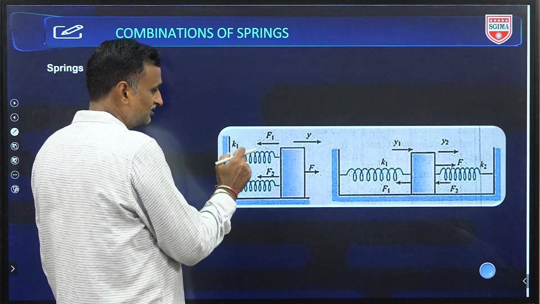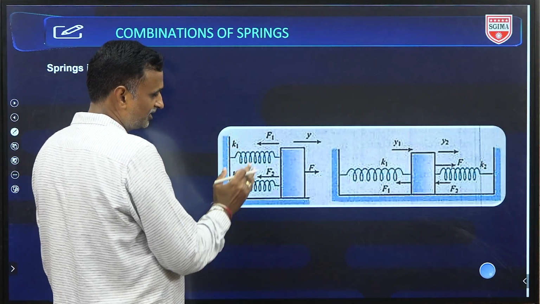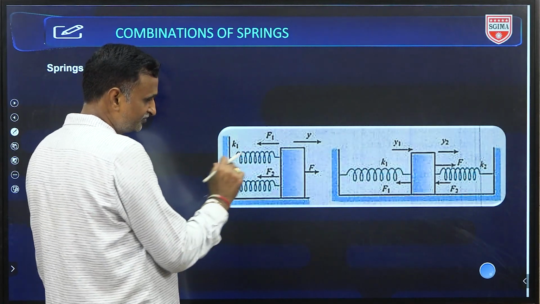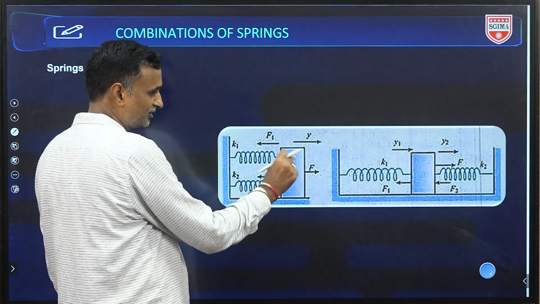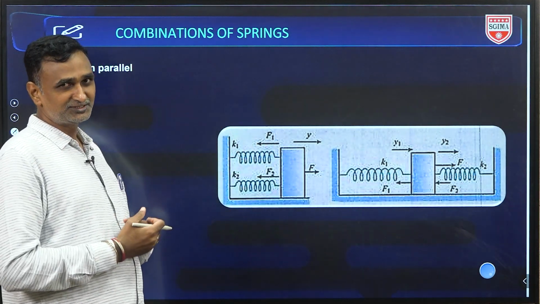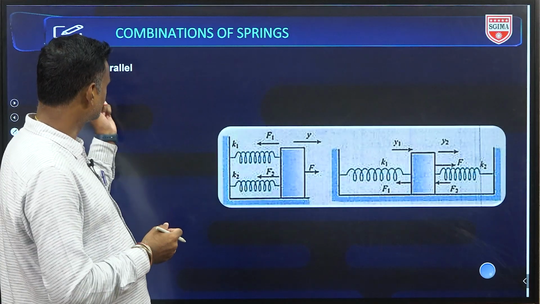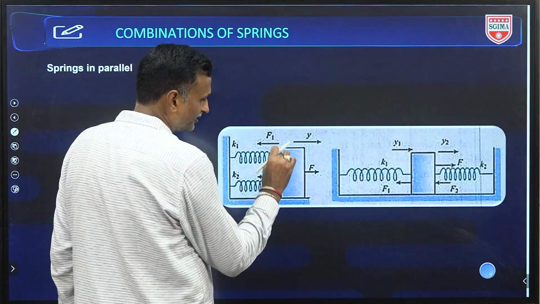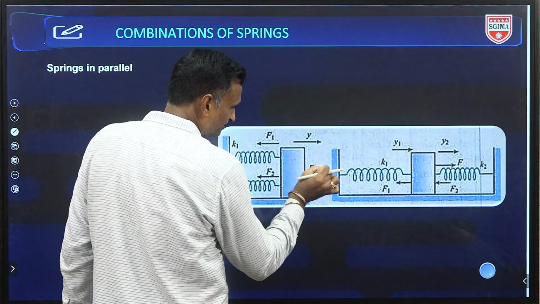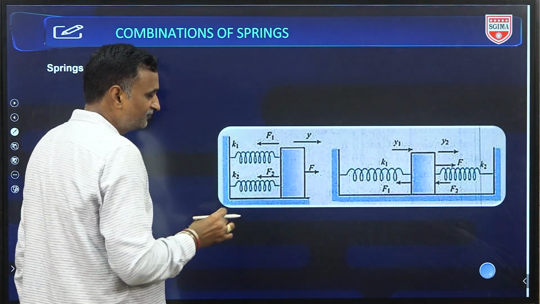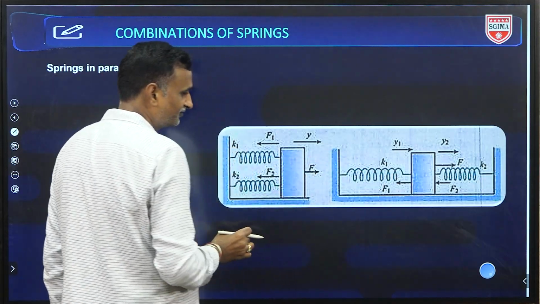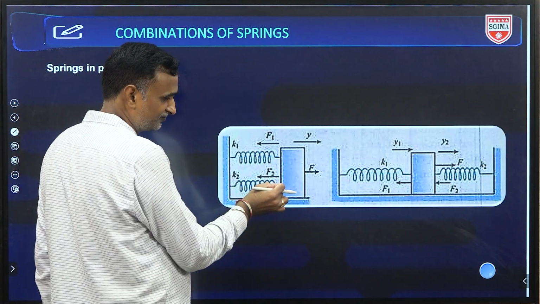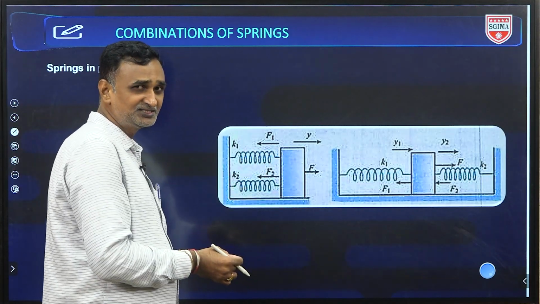Now spring 1 and spring 2 are connected: the first end of both springs is connected to a rigid support, and the second end of the springs is connected to the block. Such a combination is called a parallel combination. So we are discussing springs in parallel, right? Here these springs are connected to the block and the block is pulled with some force F. Whenever the block is pulled with force F, the force will be divided into two parts, F1 acting on the first spring and F2 acting on the second spring.